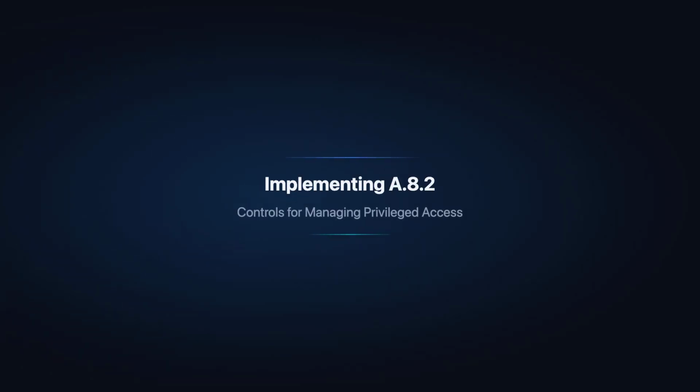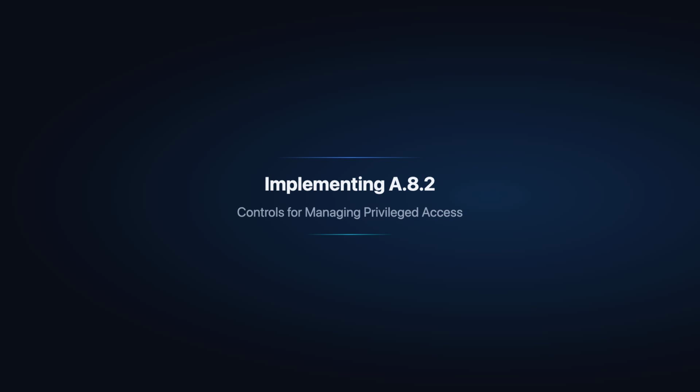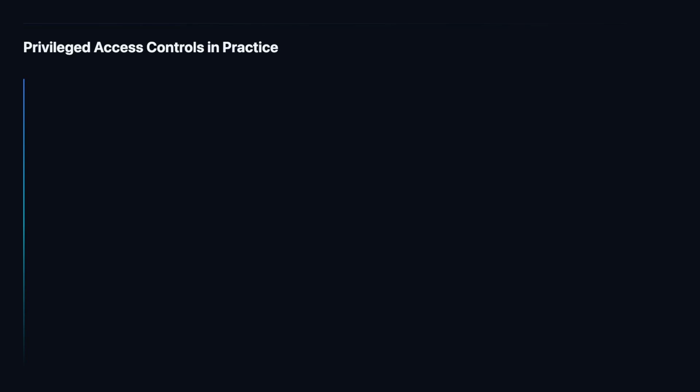Let us now examine the practical controls and governance practices that organizations put in place to manage privileged access rights in compliance with A.8.2. Managing privileged access effectively requires a combination of technical controls, operational procedures, and regular governance reviews that together constrain the risk that elevated accounts represent.